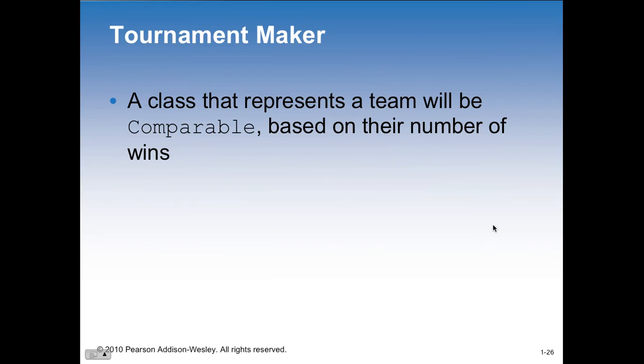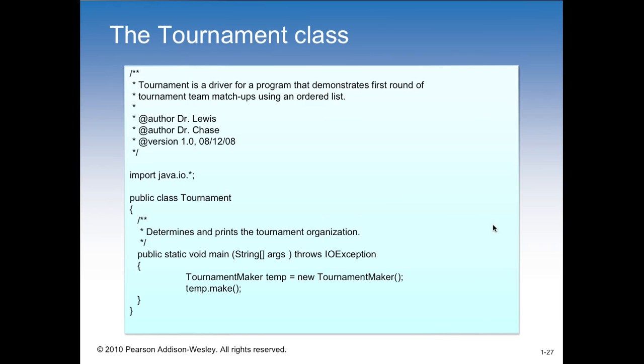So if we're going to make a Java program to implement this using data structures that we've learned about, lists, how would we implement it? Well, here's a good way. The class that represents the team will be a Comparable based on their number of wins. So we're going to implement a Comparable interface that's going to be able to compare the objects based upon the data element that's keeping track of the number of wins that each particular team has received. The tournament will be the driver for the program, and it will demonstrate the first round of the tournament team matchup using the ordered list.